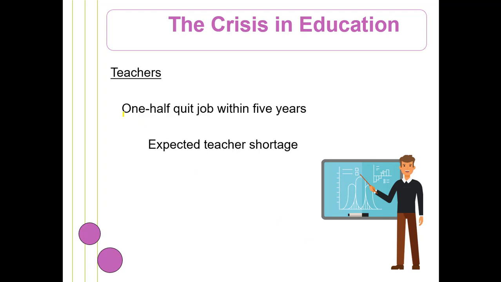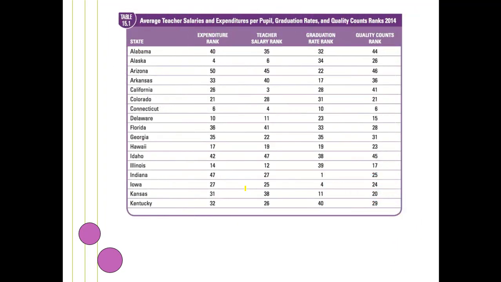Teaching is a low paying job, and it's a fairly stressful job, particularly trying to maintain the attention of very young students. One half of them quit the job within 5 years, and we're expecting a teacher shortage as a result of that. And so again, some other things may have to be done at the government level to try to incentivize more teachers as well as higher quality teachers.